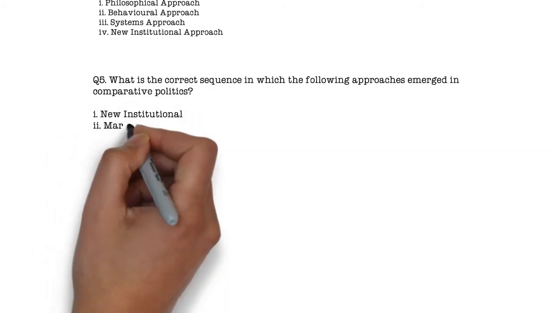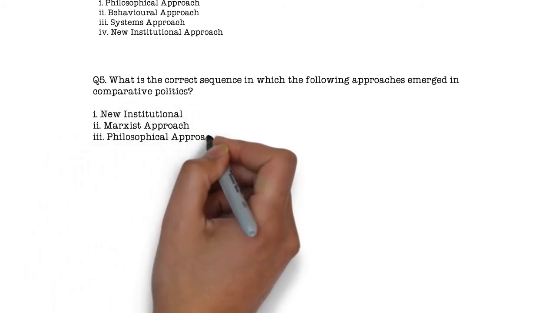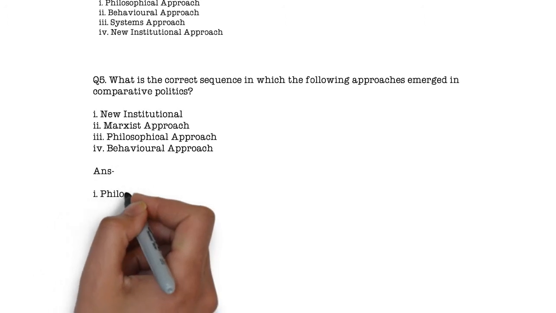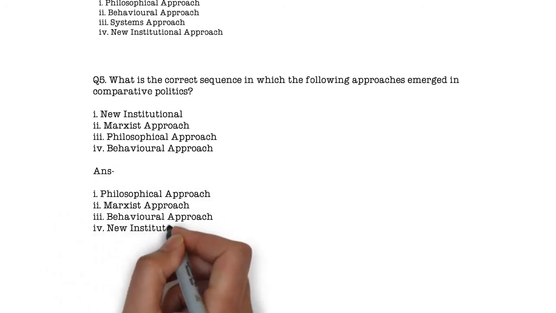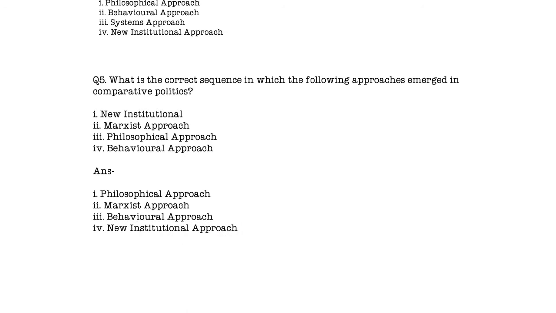Question number 5 is similar to question number 4. Here, the correct order would be number 1, philosophical approach, number 2, Marxist approach, number 3, behavioral approach, and number 4, new institutional approach.